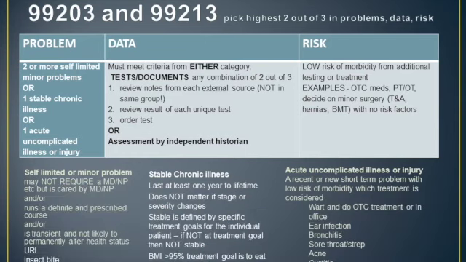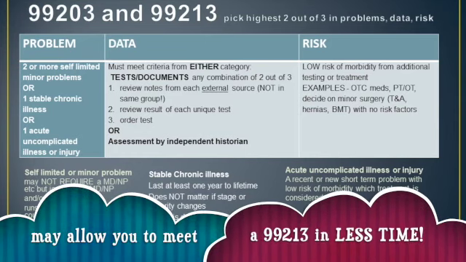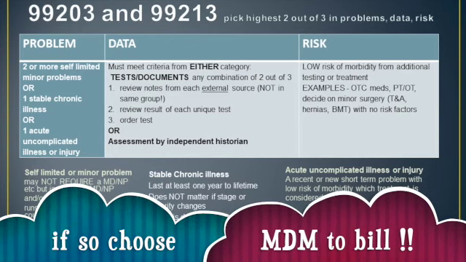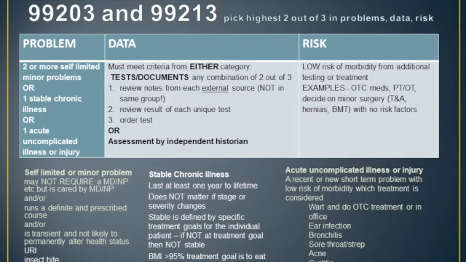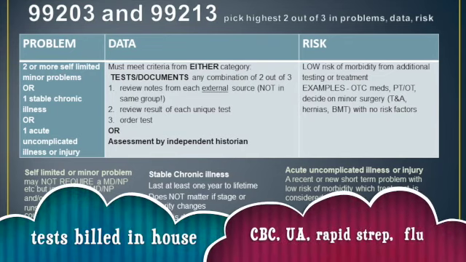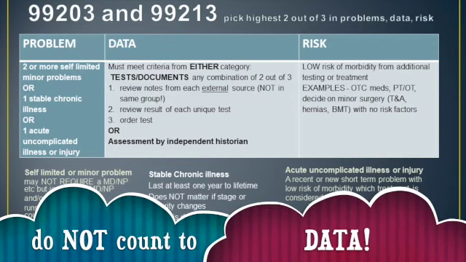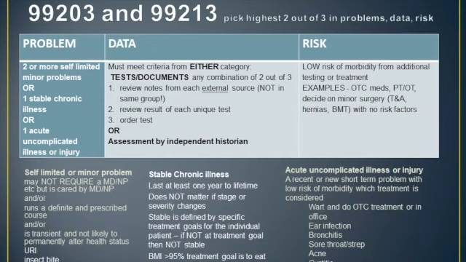So you either have to meet the criteria in testing and documents, which is any combination of 2 out of the 3. You either review notes from external sources, not from your own group, which is different from the past, or we review results of a test, or we order a test. And it's important in the data, they're looking at each unique test. So if you do 2 tests, that counts as 2 data points. But most of us, as long as we document in the note history obtained from the mother and child, then for most all our visits, our data points are going to be met.